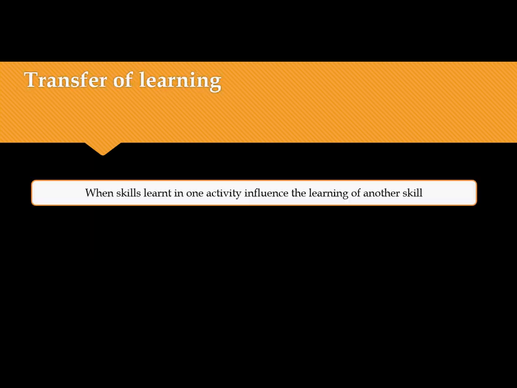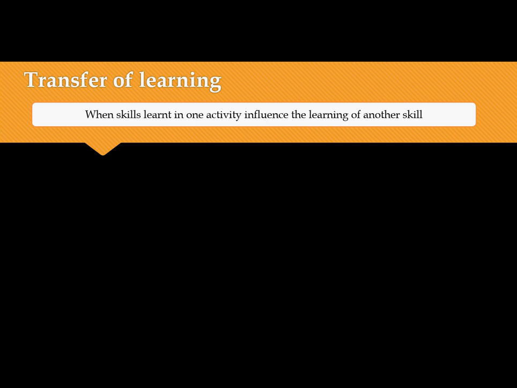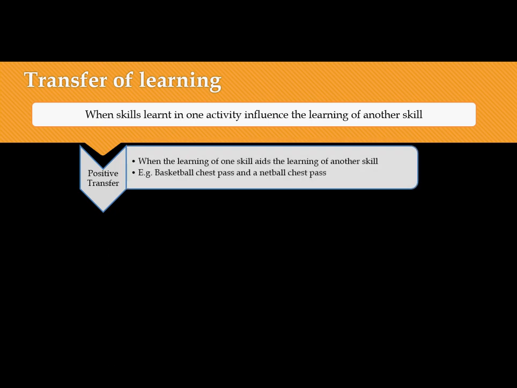And finally we've got transfer of learning. And transfer of learning is when skills that you learn in one activity will influence the learning of another, and it explains why some people are good at different sports even though they've never played them before. And there's 4 different types of transfer that could take place. So positive transfer is when the learning of one skill will help the learning of another. So if you've previously played basketball and performed a chest pass, when you come to play netball, you can easily replicate that and transfer the pass across, and that will improve performance and save time on learning new skills.